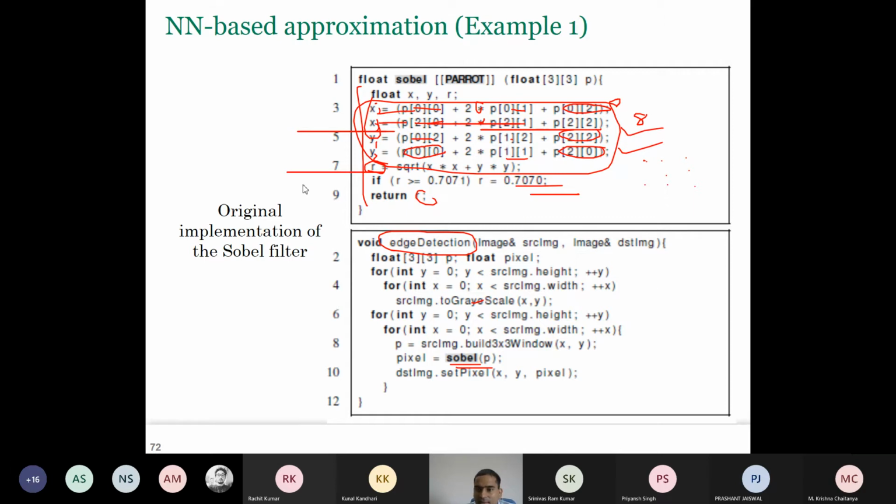Yes, sir. Why is there a 2 multiply there? 2 is just a 2. This is just the code for Sobel edge detection.